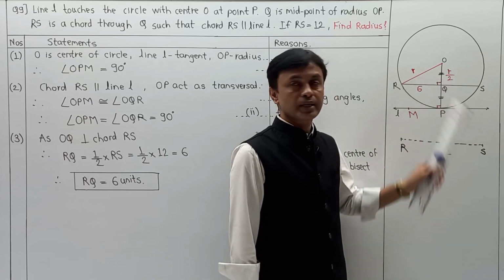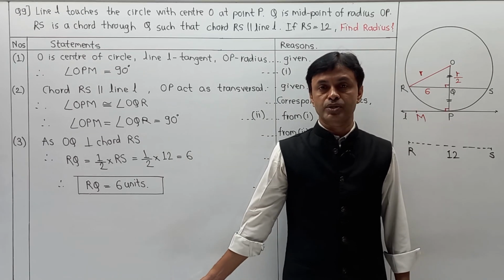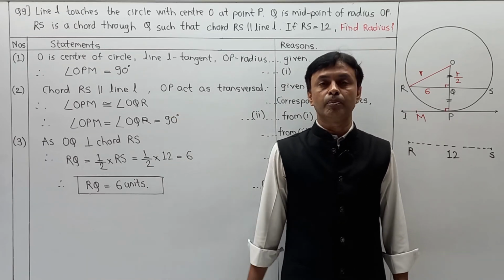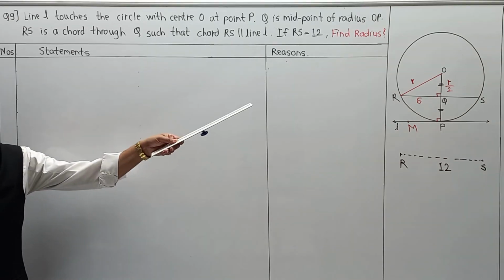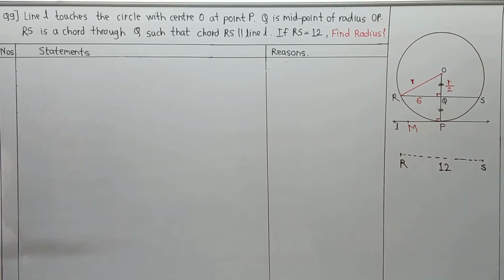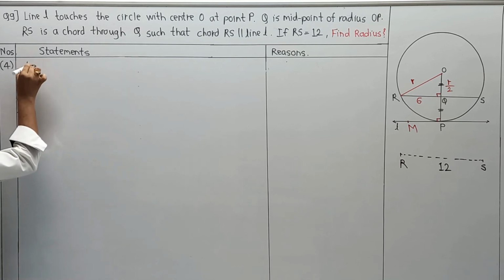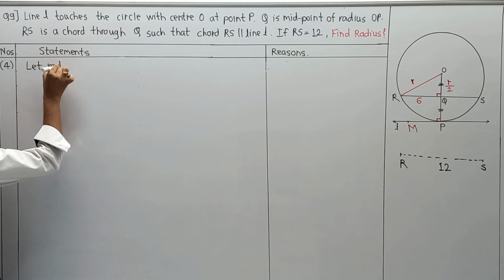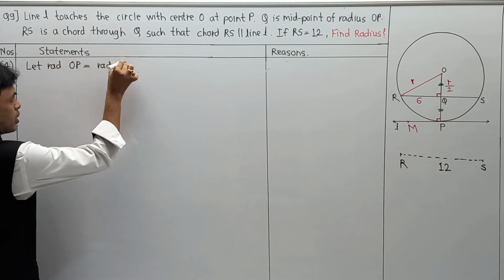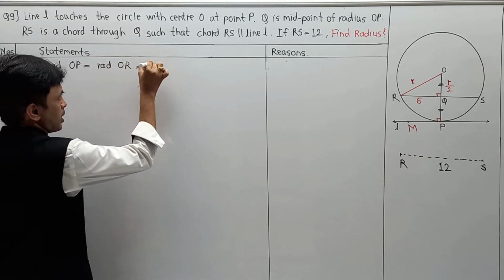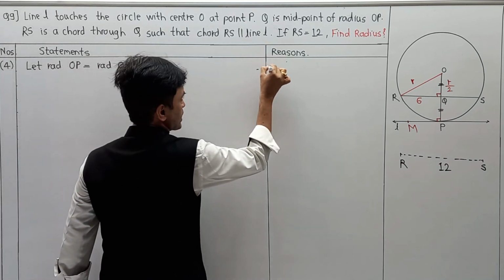Now this part cannot be completed in the remaining space, so I am going to write all the parts and complete the fourth part. So please pay attention. As per the diagram, we are going to write the fourth part. Let radius OP, radius OP is equal to radius OR is equal to R. We are assuming it.